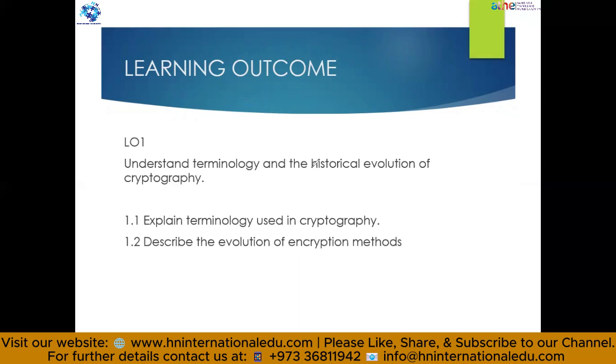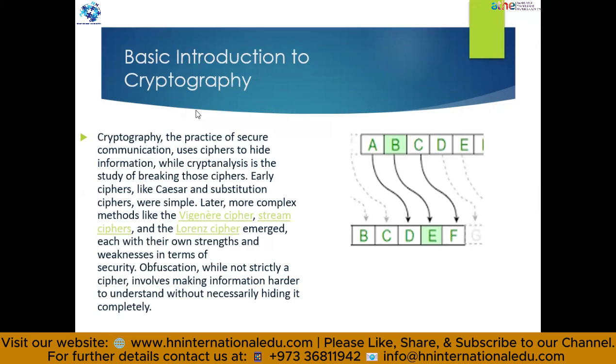Understand the terminology and historical evolution of cryptography, and in your assignment you will add these points. Explain the terminology in cryptography and describe the evolution of encryption methods. Okay, so first of all we need to understand what cryptography is.